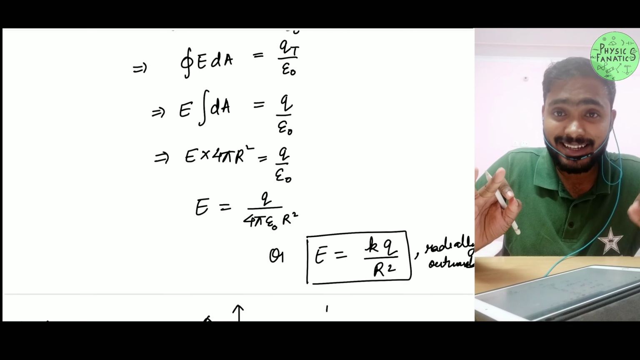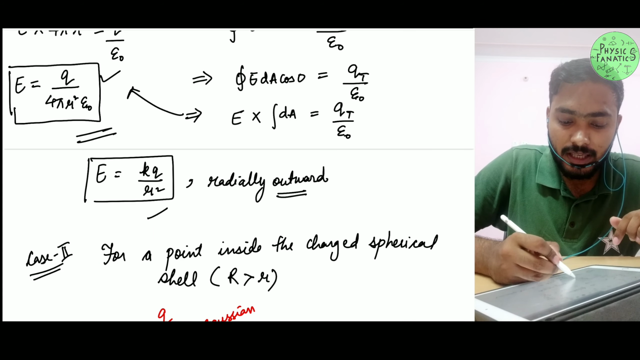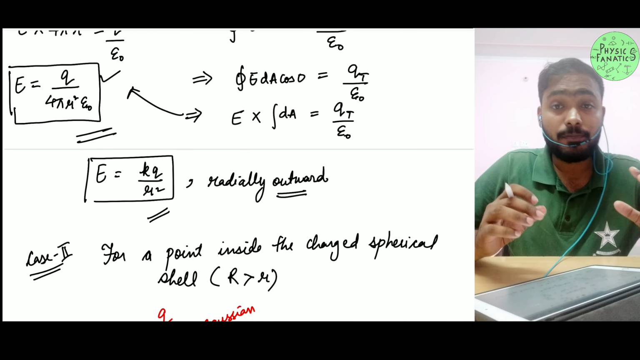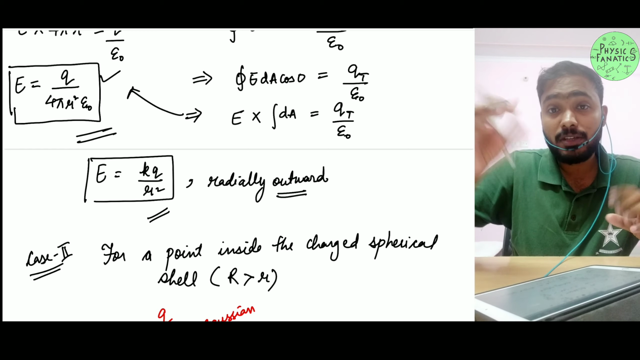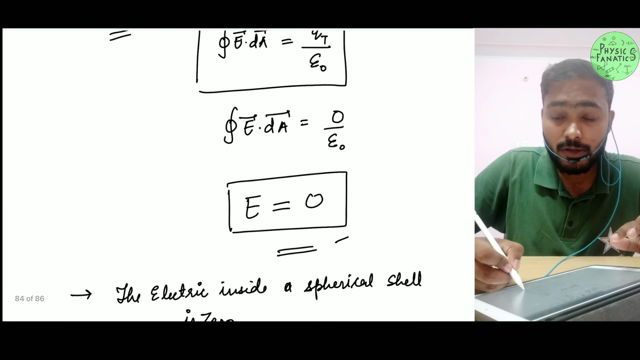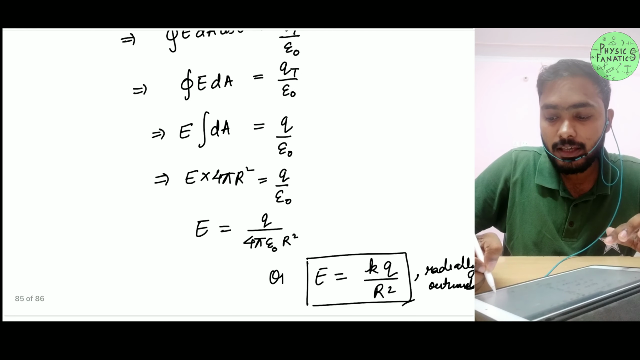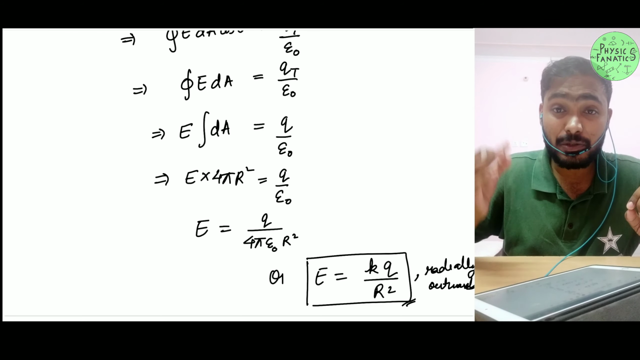So in the first case it comes out to be KQ upon small r square, when your point P was outside the spherical shell. When it was inside, the value comes out to be 0, and when it was on the surface, the value comes out to be KQ upon capital R square, right?